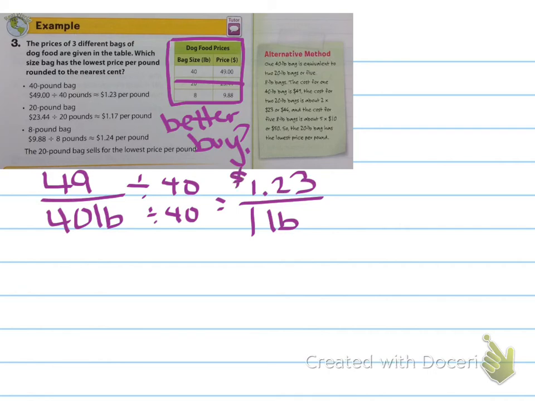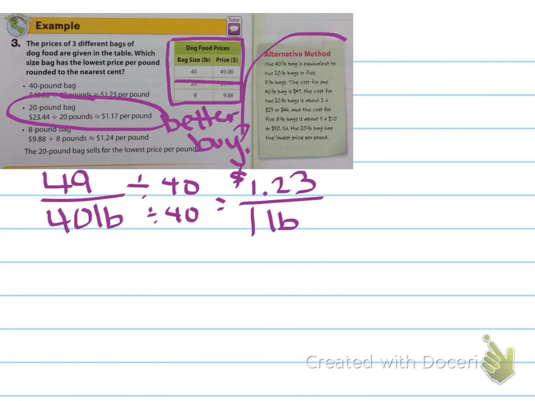And then the 20-pound and the 8-pound were already done here for you, but that's how you would do it, okay? It's a division problem. Now, ultimately, we find that the 20-pound bag is the cheapest. So what I would do is write this all out and say, okay, this one is the cheapest one. That's the better buy.